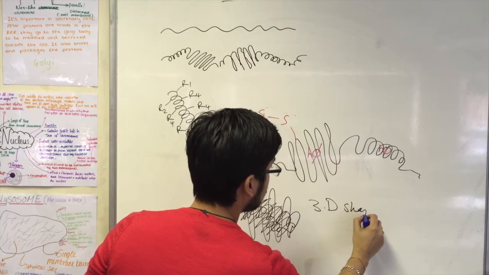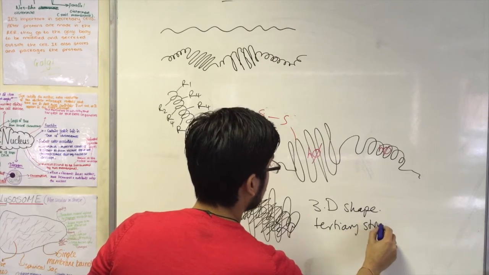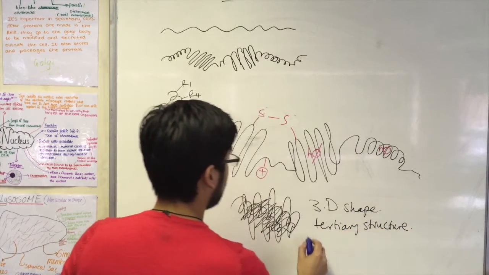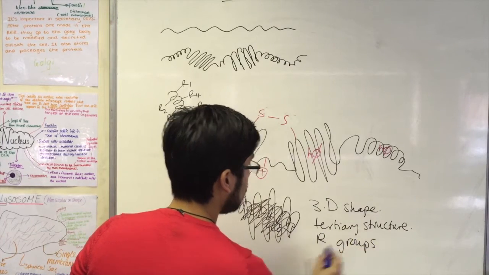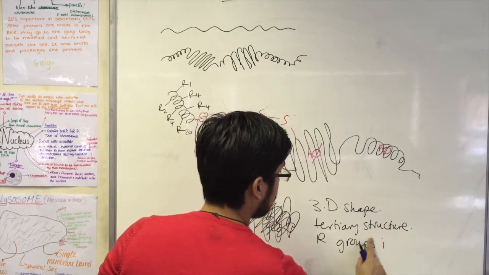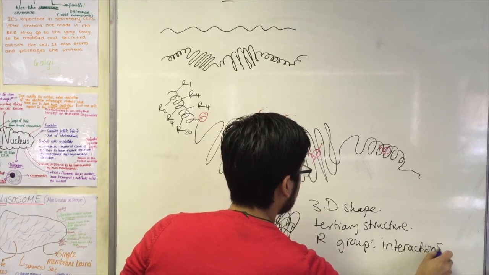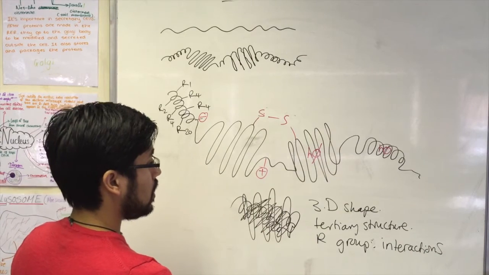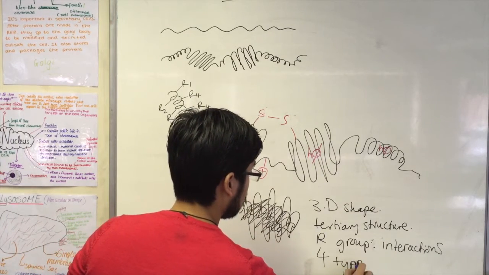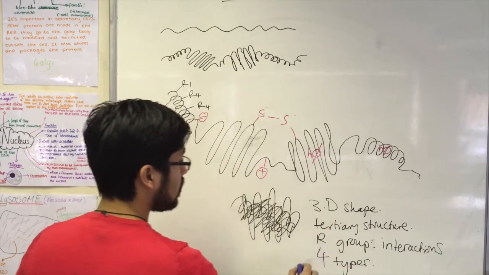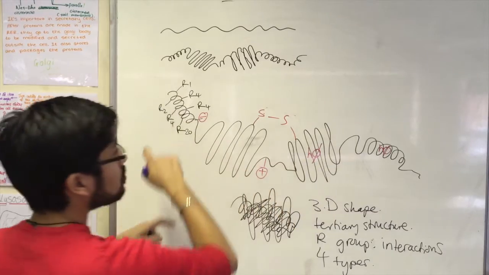3D shape, otherwise known as tertiary structure, due to interactions between the R groups, R group interactions, yeah? 4 types of interactions, and this shape is dependent, therefore, on the sequence of amino acids.